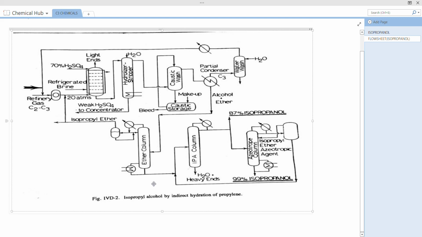Next, the isopropyl alcohol and water are separated from the bottom, which is sent to the IPA column. From the IPA column, we separate water and heavy end compounds, and from the top, we get 87% pure isopropanol. This 87% pure isopropanol is again sent to the azeotropic column. The top of the azeotropic column has a low boiling point azeotrope, whereas the bottom product contains 99% isopropanol. The isopropanol and water from the top are recycled back to the IPA column for further use.